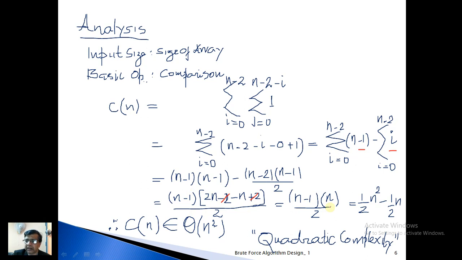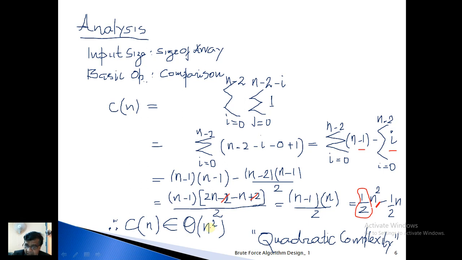Upon simplification, this becomes n into n minus 1 by 2, or if you separate the terms, half into n square minus half into n. If you neglect the multiplicative coefficients and consider only the higher order term, C(n), the complexity of the bubble sort algorithm, belongs to big theta of n square. n square complexity is also called quadratic complexity. Roughly, if there are 10 elements, 10 square comparisons would take place.